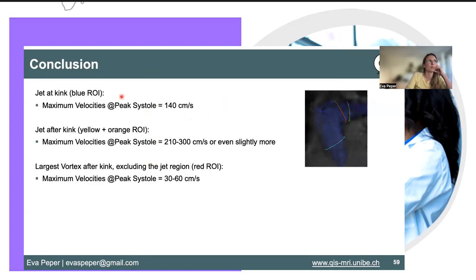And we saw that the jet here, just at this kink, had maximum velocities of 140 centimeters per second. Just behind it, so just right here, the maximum velocities were much higher. So it always depends a bit on how accurate that was. And we saw here that in these regions after the kink, excluding this jet region, there were very low maximum velocities, indicating there is just slow flowing blood circulating all over again.